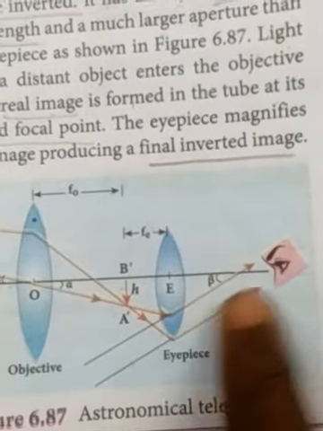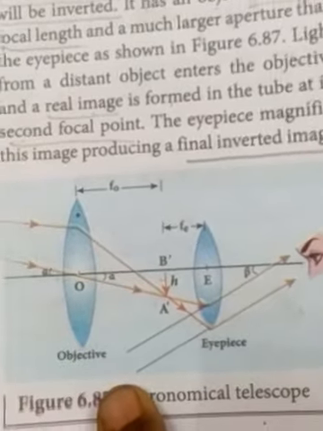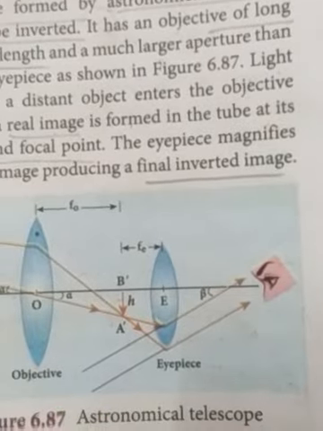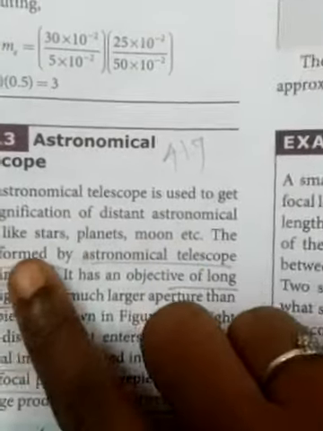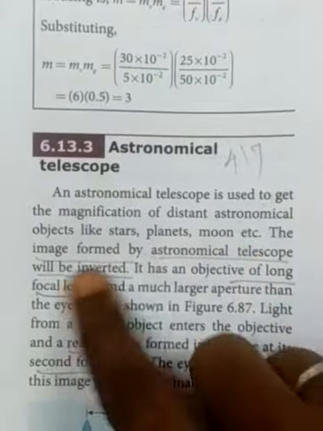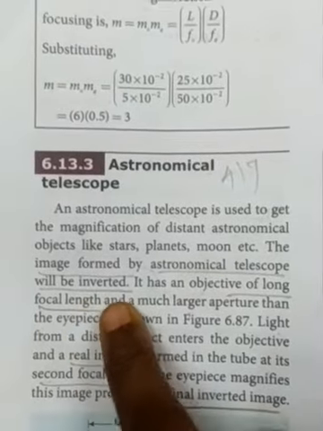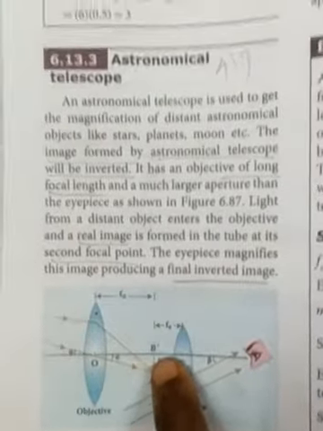Next, we extend the refracted rays to the back side, and we get a real inverted image. The astronomical telescope is used to get magnification of distant astronomical objects like stars, planets, the moon, etc. The image formed by the astronomical telescope will be inverted. So only an inverted image is produced here.